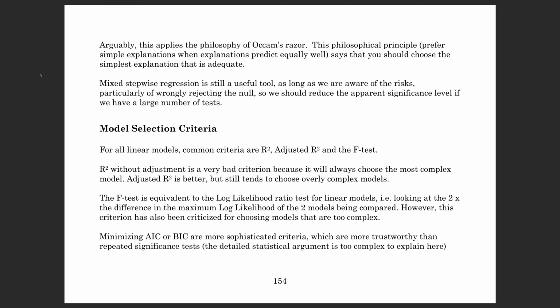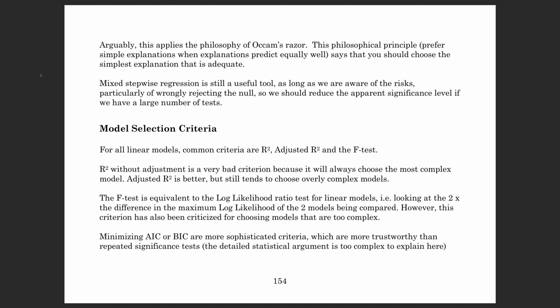So mixed stepwise regression can sometimes be a useful tool as long as we're aware of the risks, particularly of wrongly rejecting the null. So we need to be very careful about the significance level calculations if we have a large number of tests. So now I want to take a little bit of time to talk about model selection criteria. So we started out with R squared, then we went to adjusted R squared, and as we will see, we also have the F test. So let's have a look at these.